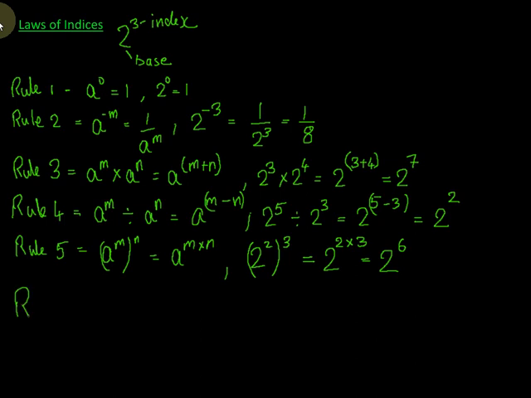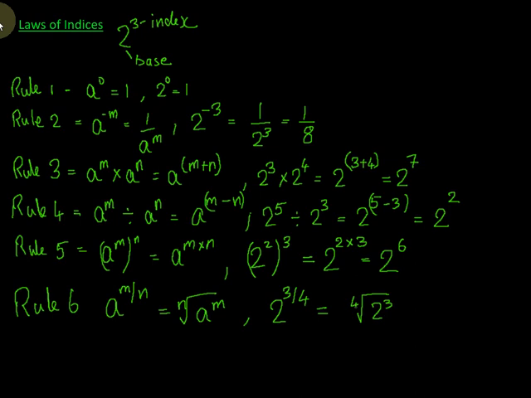Now rule 6, which says that 8 to the power of m over n, I can write this as the nth root of 8 to the power of m. I can write an example: 2 to the power of 3 over 4. I can write this as the fourth root of 2 to the power of 3. These are all the rules, the laws of indices.